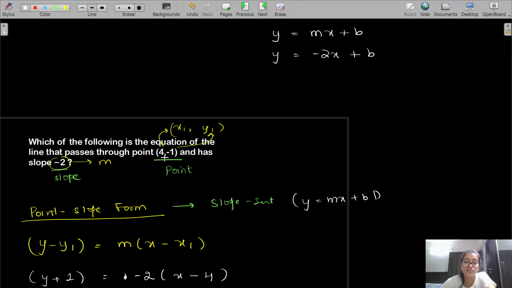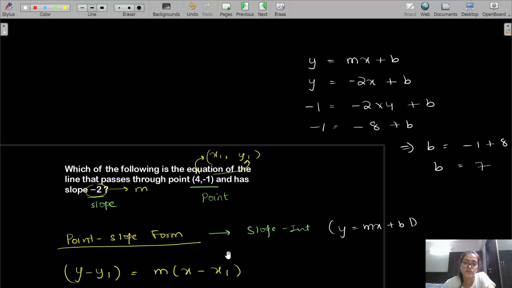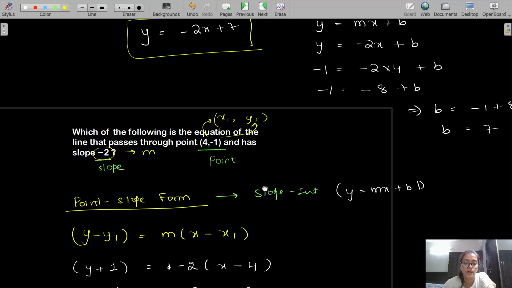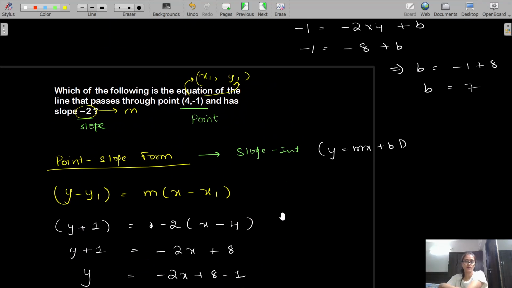We see that the point 4 comma negative 1 lies on this line. So in place of x, you put 4. In place of y, you put negative 1. So you get negative 1 equals negative 2 times 4 plus b. Negative 1 equals negative 8 plus b. So this gives us b is equal to negative 1 plus 8. So b is equal to 7. So this gives you the equation as y equals negative 2x plus 7. And that's exactly what we got when we solved it using the point slope form, negative 2x plus 7.